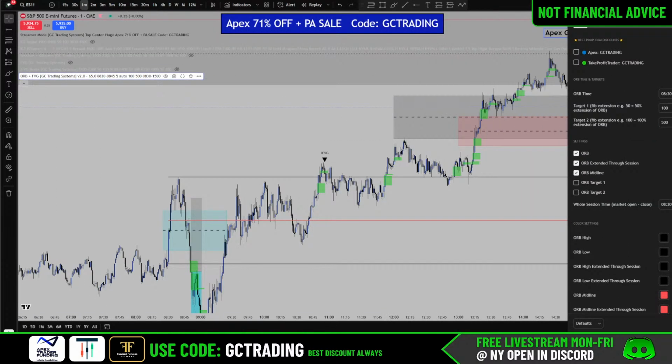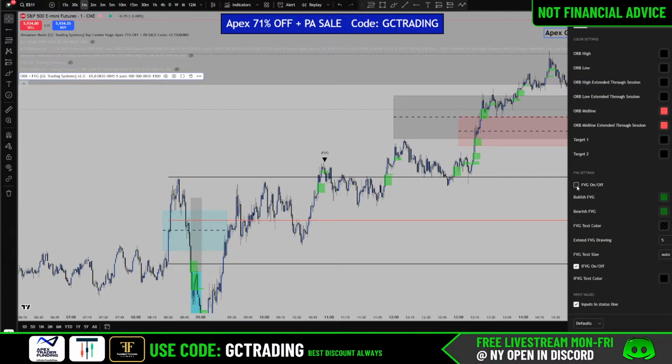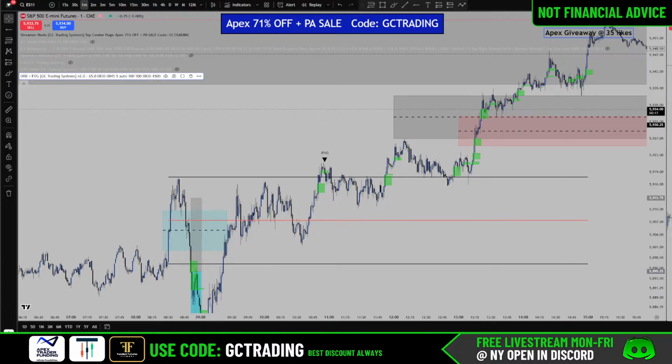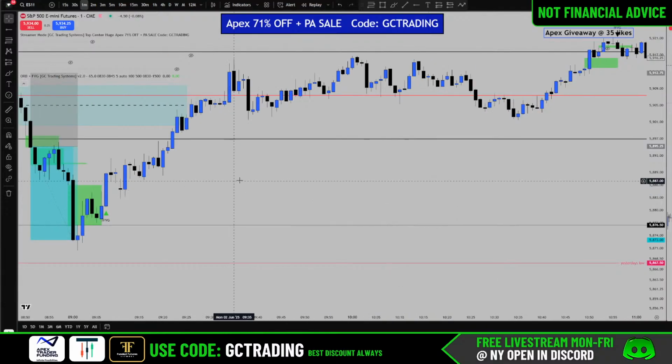And then you can go into the settings too. You can change the time of the opening range, all that stuff. And if you don't want the fair value gaps, you can turn them off. If you don't want the inversions, you can turn them off, right? But yeah, this indicator is completely free.